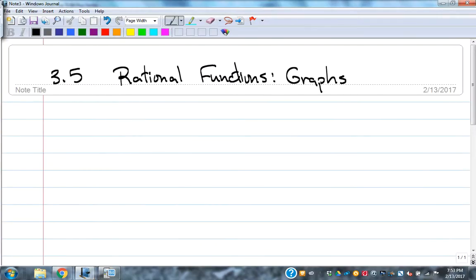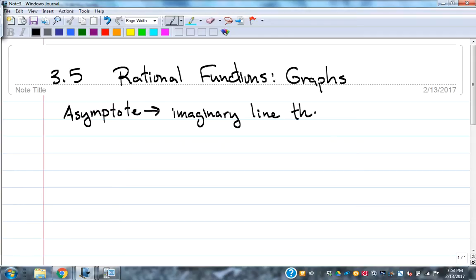Rational functions. Basically, what we're going to be finding is domain, range, and these things called asymptotes. An asymptote is this imaginary line that creates boundaries for the graph.